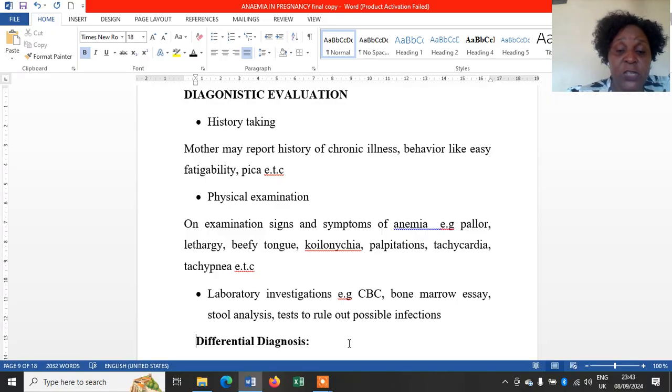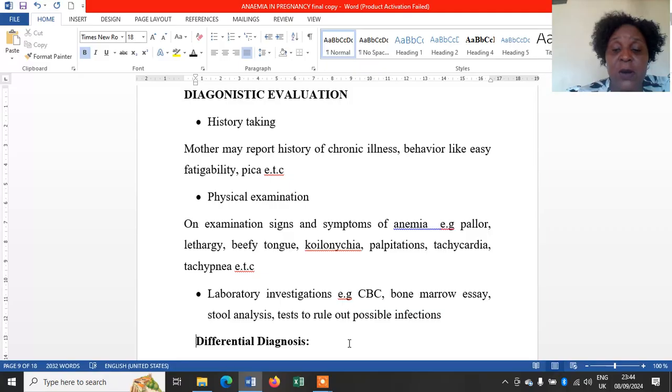Then after that, we shall go ahead to do laboratory investigations, and here we shall do a full blood count, which will show us the morphological classification. How do the cells look? Are they normocytic, normochromic? Are they microcytic, hypochromic? Are they macrocytic? So the CBC will show all that.